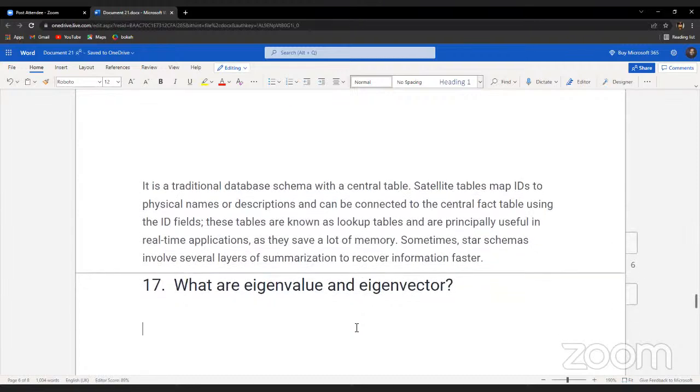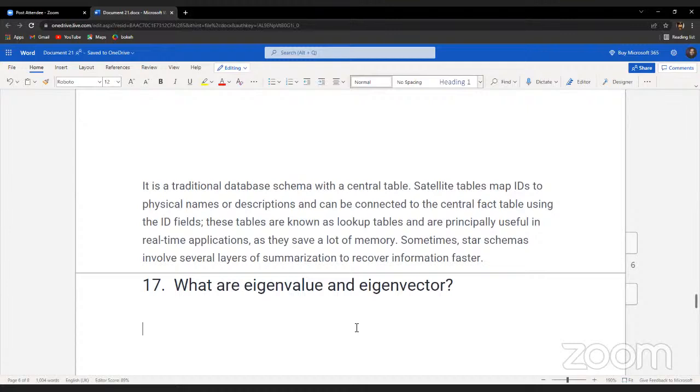What is a star schema? It is a traditional database schema with a central table. Satellite tables, which map IDs to physical names or descriptions, can be connected to that central fact table using the ID fields.